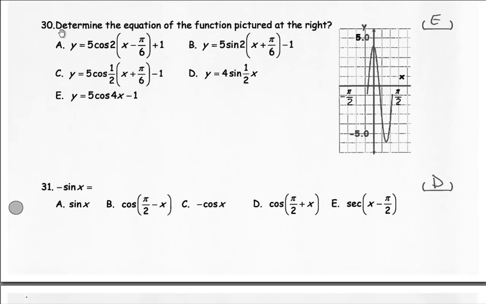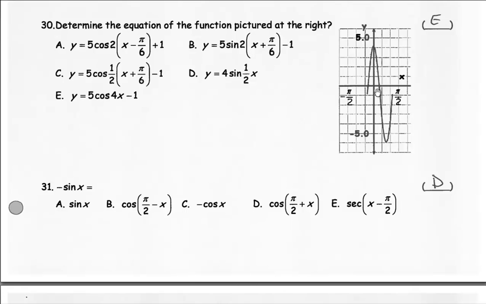For question number 30, it says determine the equation of this function pictured here. And so notice the axis is down here at negative 1, so there should be a minus 1, which actually restricts your possible answers to either B or C. It couldn't be A, couldn't be D, or I guess E as well. There's 3 different negative 1s there. And so the amplitude would be 5, because it's going from negative 1 to 4, or negative 1 down to negative 6. So the amplitude is 5, so D can't be right.